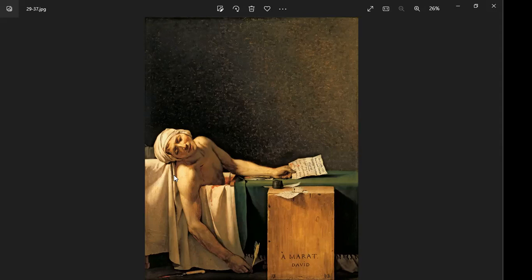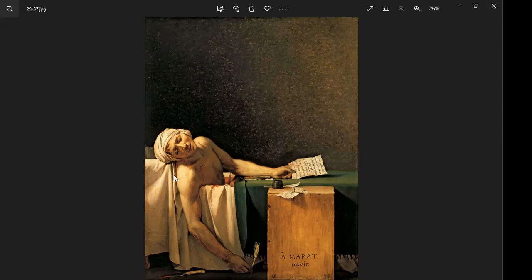But what's Marat's message? I'm sorry, I meant David. David's message here is we should mourn the loss of this great patriot and revolutionary leader. He had, in other words, been seduced, corrupted, fooled by these people into thinking that they were only protecting the revolution. They weren't. They were just power hungry and of course bloodthirsty, these three men, including Marat.